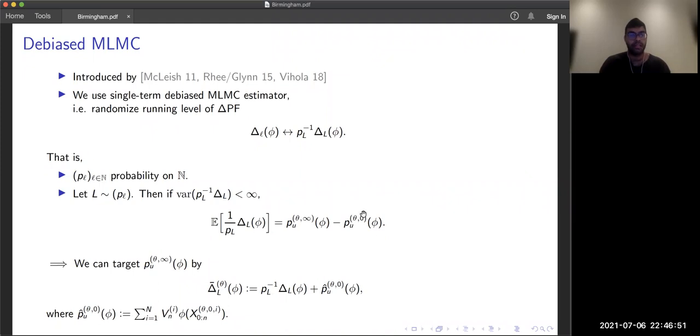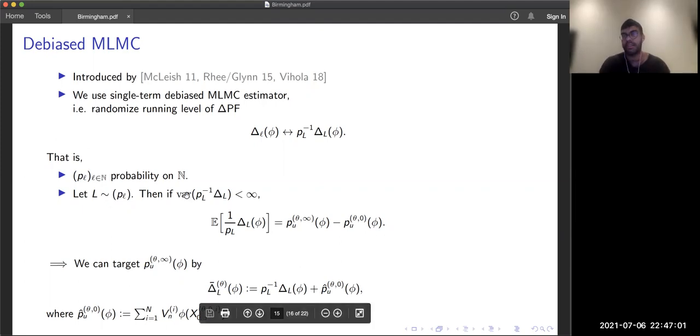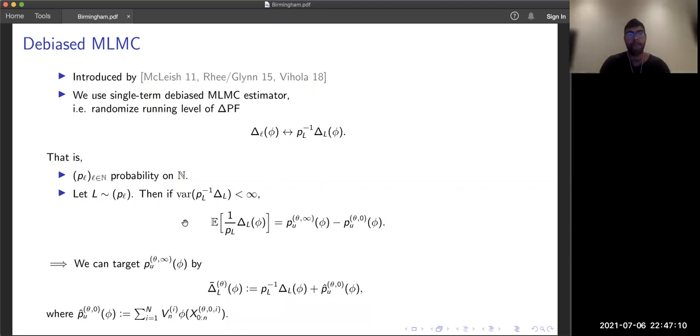And yeah, we also have to assume that the variance of this is finite as well, and the same assumption regarding L to be distributed according to this PMF. So this is just essentially saying that, using the notation that we have, we can introduce the debiasing scheme that we have on the previous two slides. I believe that's it.